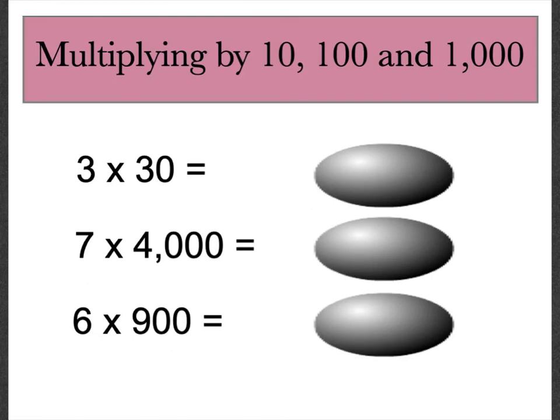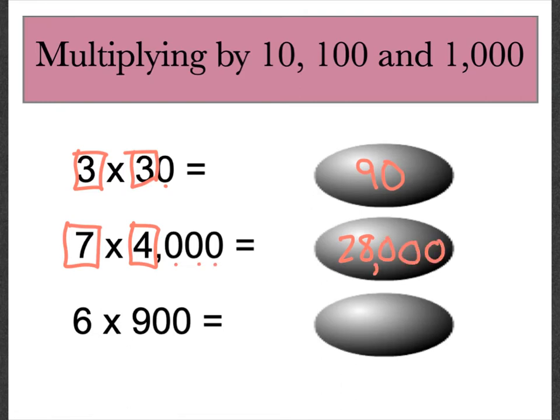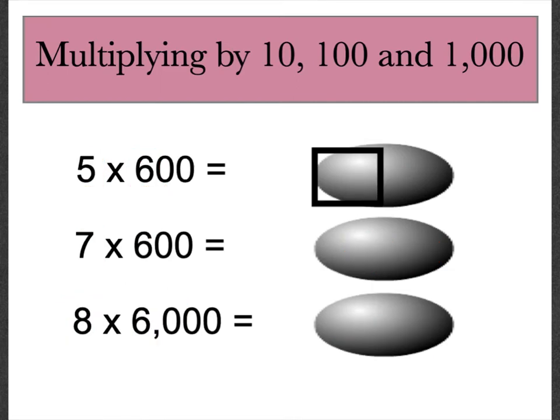All right, let's try a couple. So we've got 3 times 3 for this problem, which is 9. And we have 1 zero here. So the answer for that is 90. The next one would be 7 times 4, which is 28. And then we have 1, 2, 3 zeros. So 28,000. Next, we have 6 times 9, which would be 54, with 1, 2 zeros, 5,400.